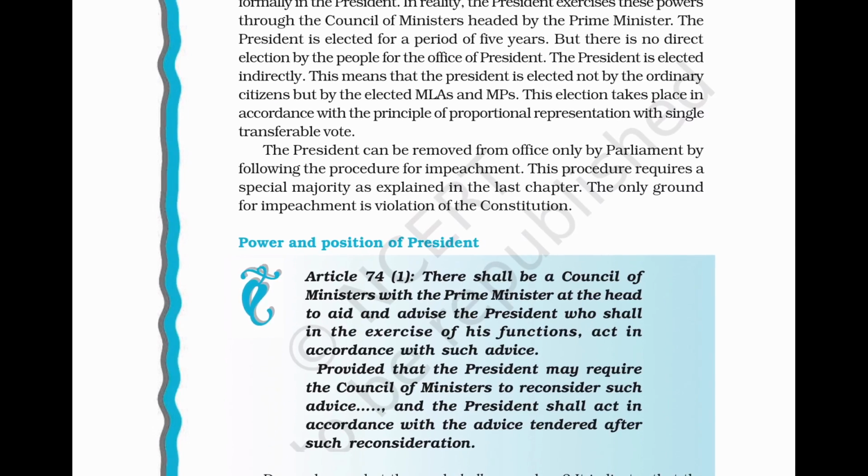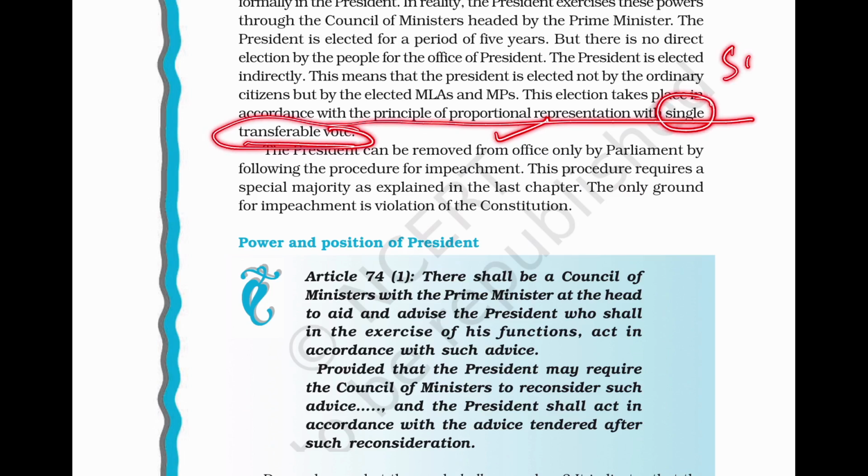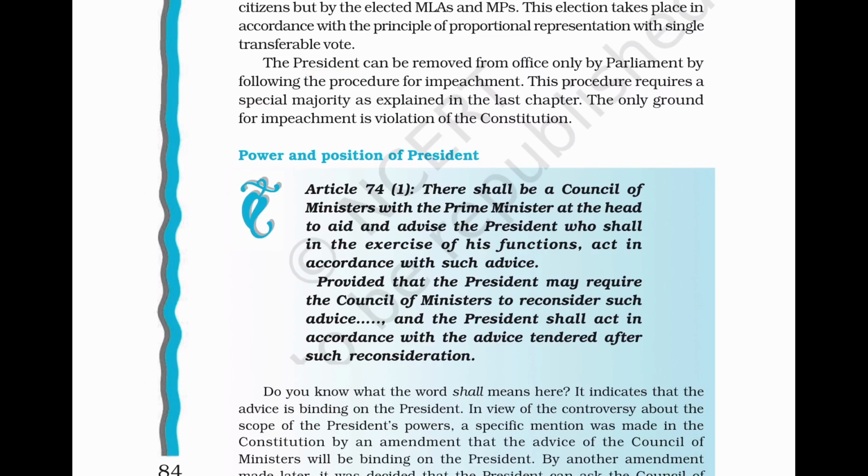And that happens in accordance with the principle of proportional representation with single transferable vote. I have already explained you proportional representation. I have told you that when we will discuss these topics, I will explain in detail what is this single transferable vote. How does the removal of president happen? So parliament is helping in doing that, and that can happen only by following the procedure for impeachment.